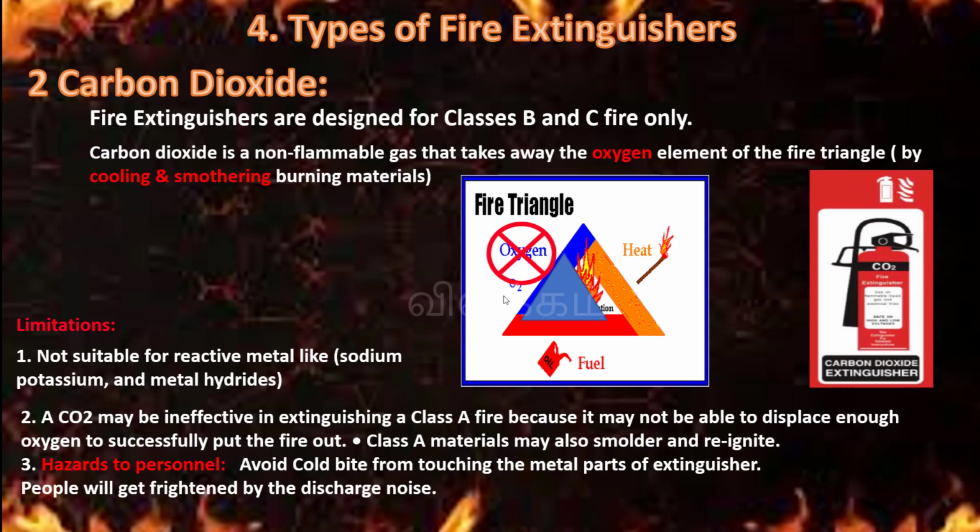Limitations: carbon dioxide may be ineffective in extinguishing a Class A fire because it may not be able to displace enough oxygen to successfully put out the fire. Class A materials may also smolder and reignite. It is also not suitable for reactive metals like sodium, potassium and metal hydrides.